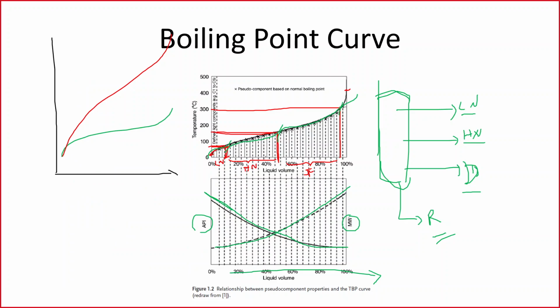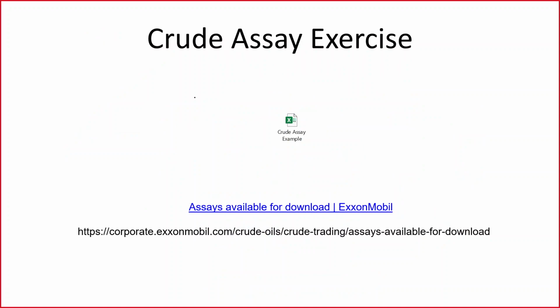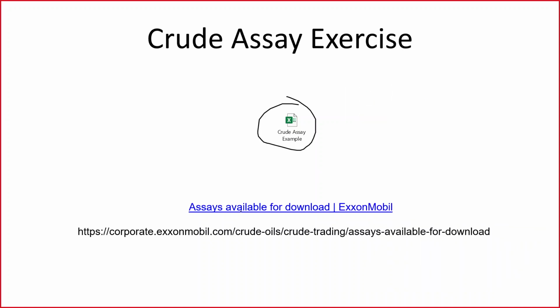Very easy. And then the red is the heavier crude, and with this green crude you will get more valuable products like gasoline and diesel. So that's basically what I was going to explain with this crude assay example. So you get it already. This one you can Google yourself, the corporate ExxonMobil. You can Google this, and you will see assays available for download.